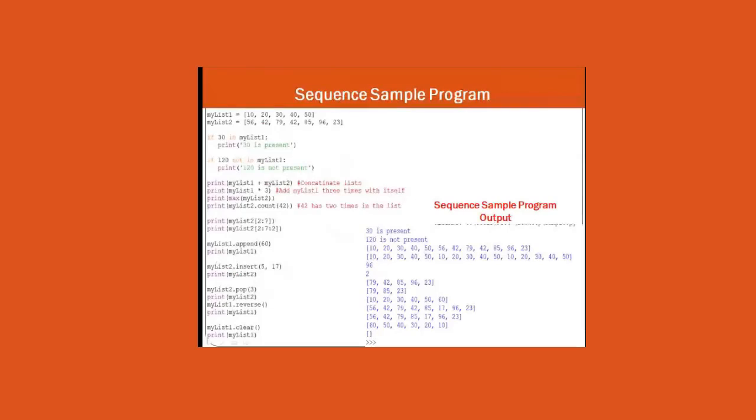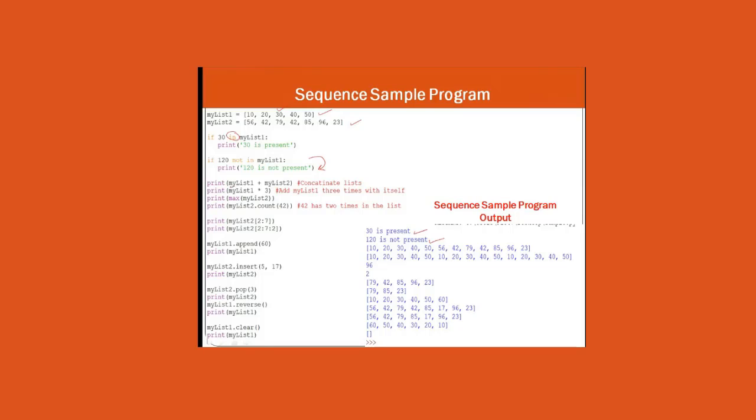Fine. So these are some of the sample programs. Let's have a look at this. This is list 1, this is list 2, what you have seen. So we are using the membership operator over here. If 30 in my list, print 30 in list. 30 is there, so it will display that 30 is present. If 120 not in my list, list 1, 120 is not there, so it is displaying 120 is not, because it is going inside.